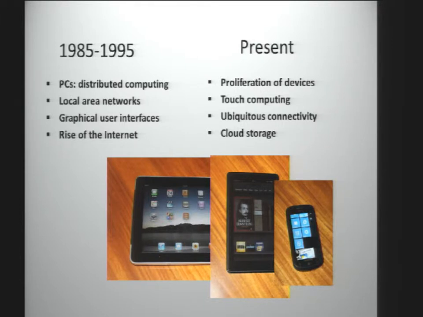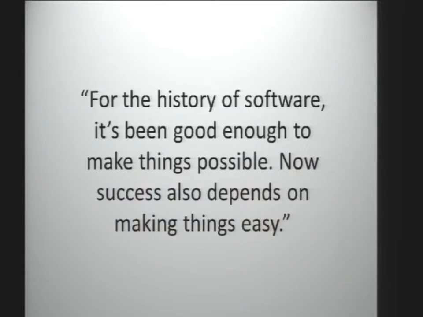In general, if I had to sum up where we are, the way user expectations are changing and how we have to respond or be replaced, then I would sum it up this way. For the history of software development, as long as I've been in it, it was enough just to make something possible. If you could write code to make something happen, you were successful. But now success also depends on making things easy, because that's what people expect.